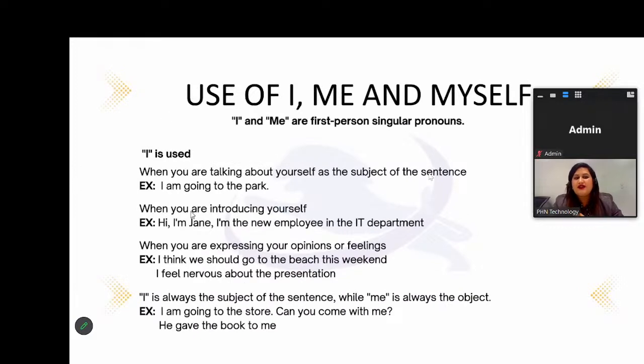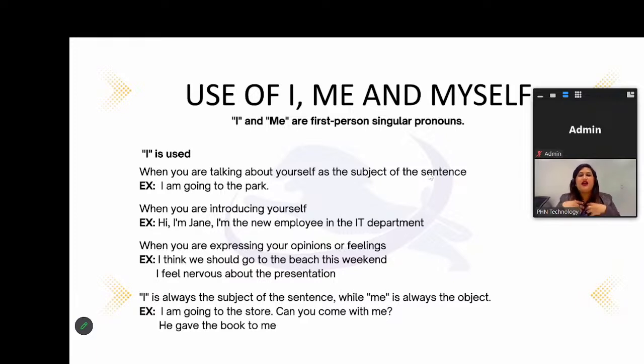Okay, so now we are understanding the use of I, me, and myself. Okay, I and me are the first person singular pronouns. I is used when you're talking about yourself as the subject of the sentence. For example, I am going to the park.